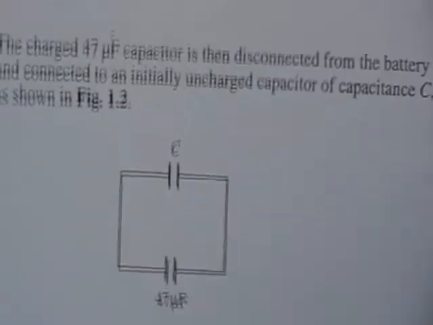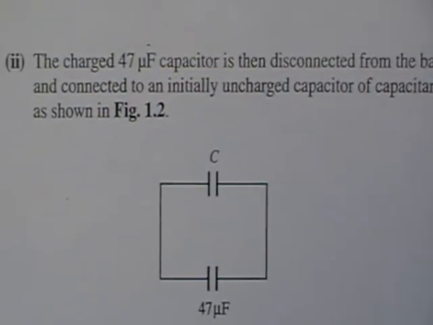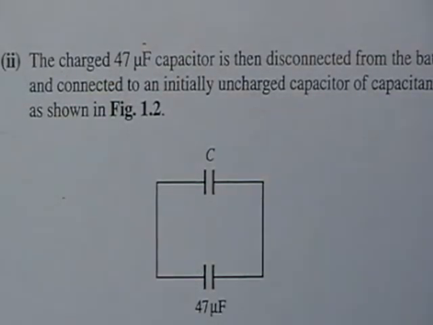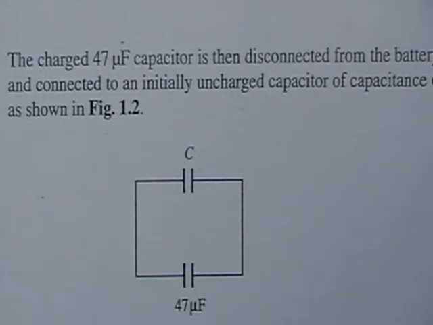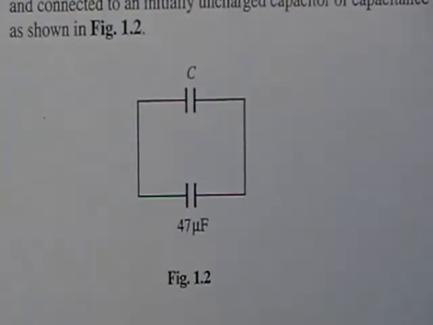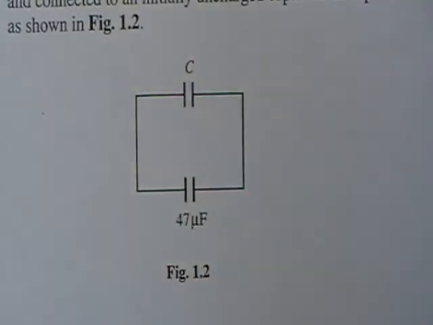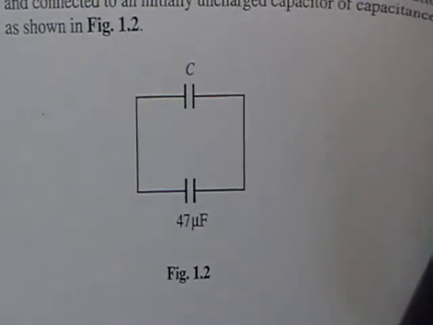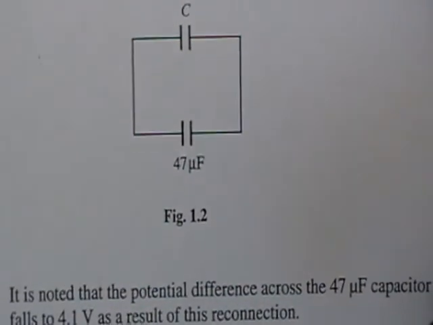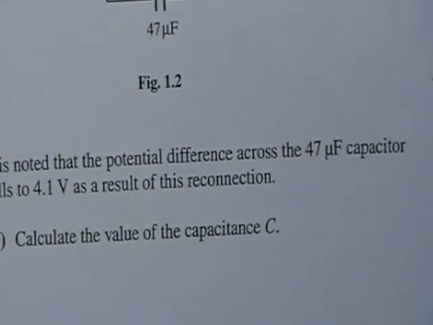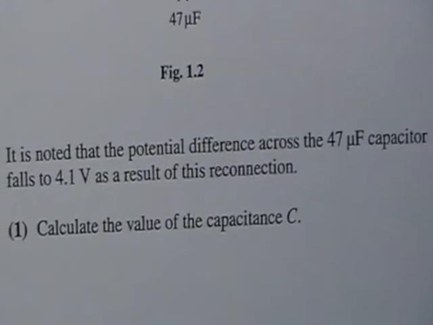Next part of the question, the charged 47 microfarad capacitor is then disconnected from the battery and connected to an initially uncharged capacitor of capacitance C as shown in figure 1.2. So this is now charged. It will act like a battery and it will share some of its charge with the second capacitor. They're in parallel, so you have to take that into account. It is noted the potential difference across the 47 microfarad capacitor falls to 4.1 volts as a result of this reconnection. So it initially was 6 volts and it's now fallen to 4.1.